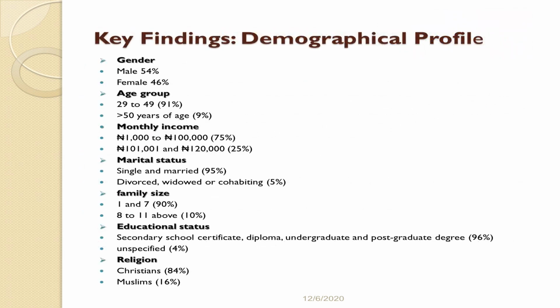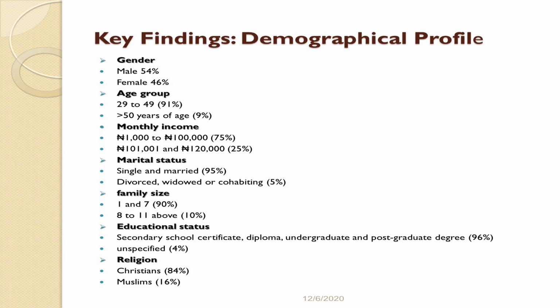Key findings of demographical profile. For gender, 54% were male and 46% were female. 91% of respondents were between the ages of 29 and 49. 96% of respondents had either secondary school certificate, diploma, undergraduate, or postgraduate degrees, while 4% didn't specify.